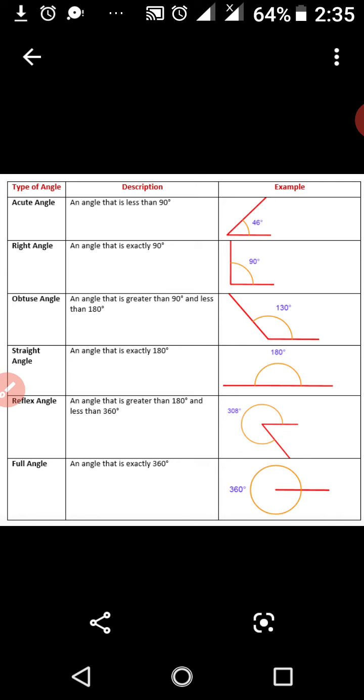Now reflex angle. Reflex angle means an angle that is greater than 180 and less than 360. Here the example is given as 308. You can take 200, 300, 350, 199. These all are examples of reflex angle whose value is greater than 180 and less than 360. Now the final one is full angle. We can say it as complete angle also. Complete means full. An angle which is exactly equal to 360 is known as complete angle.